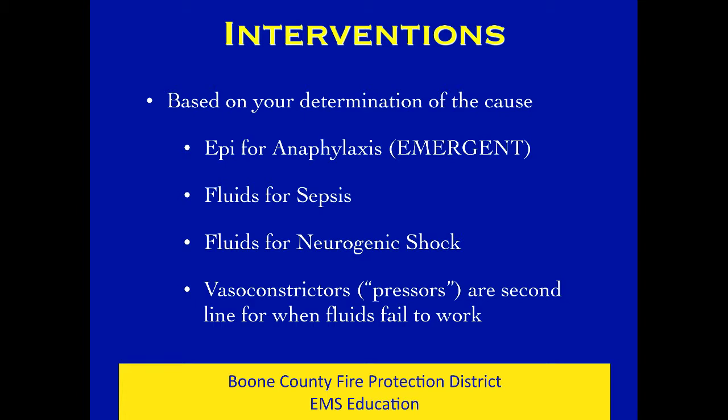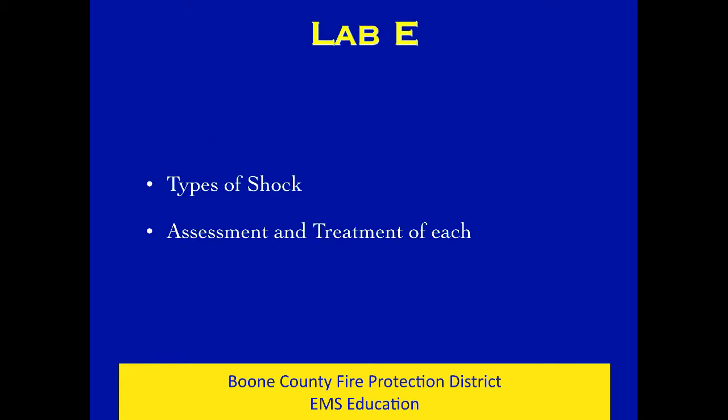If we had a way to stop the problem with sepsis, we'd do it. If we had a way to stop the problem with neurogenic shock, we'd do it. In the meantime, we have to fill them up and then attempt to shrink it down. So Lab E is going to be kind of a wrap-up of all these types of shock. We've talked about obstructive shock, where we discussed tension pneumothorax, cardiac tamponade, and pulmonary embolus. We've talked about hypovolemic shock, whether it came from bleeding or from volume loss due to vomiting, diarrhea, sweating.